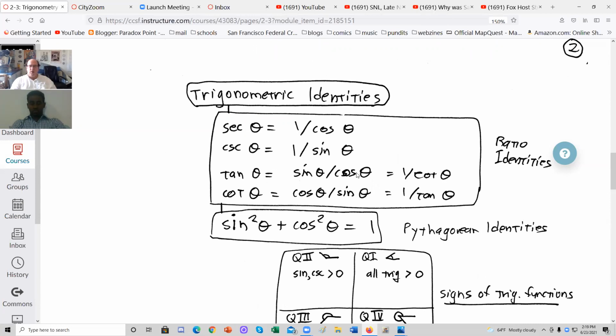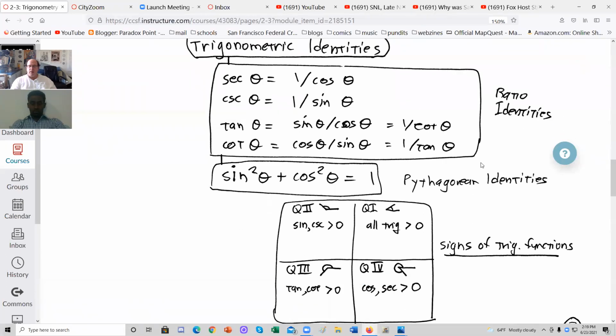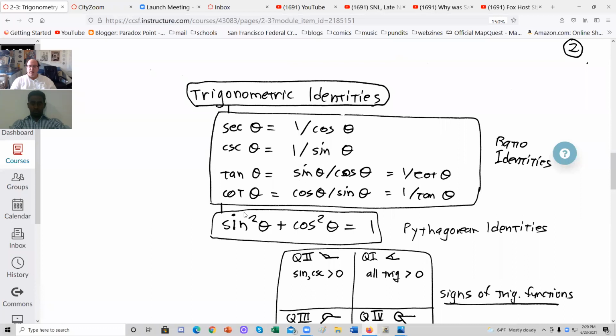Tangent is sine over cosine, cotangent is cosine over sine. Tangent and cotangent are reciprocals of each other. These are the ratio identities. There's also the Pythagorean identity. If x squared plus y squared equals 1, then sine squared plus cosine squared equals 1.